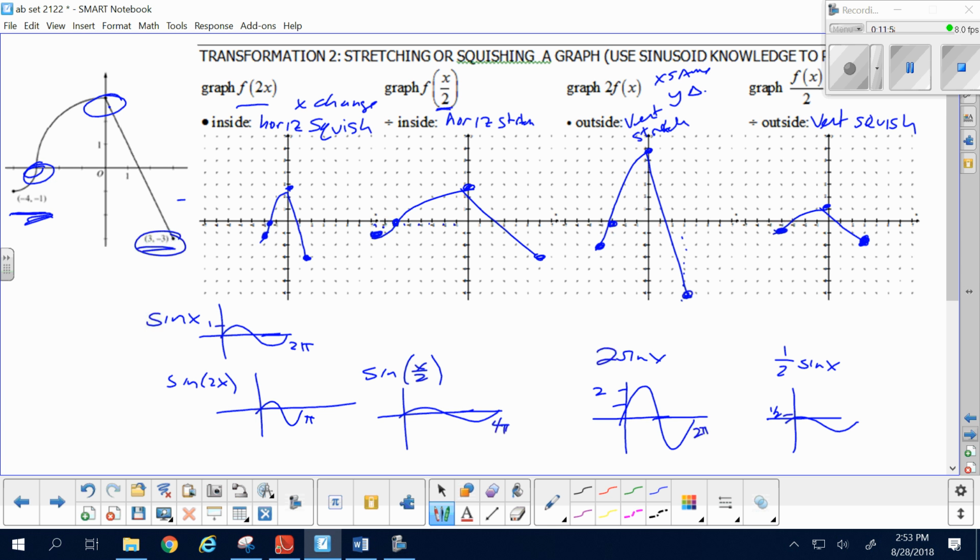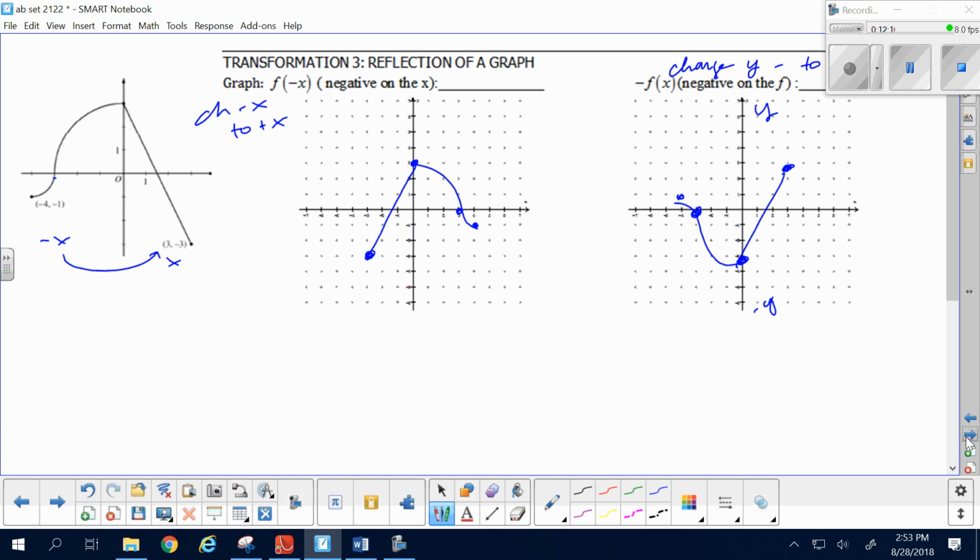Okay, vertical squish. All right, so multiplying or dividing by a factor causes stretching or squishing, horizontal or vertical, depending on whether it is with the x or outside the function. Think of sinusoids. All right, moving on to the last.